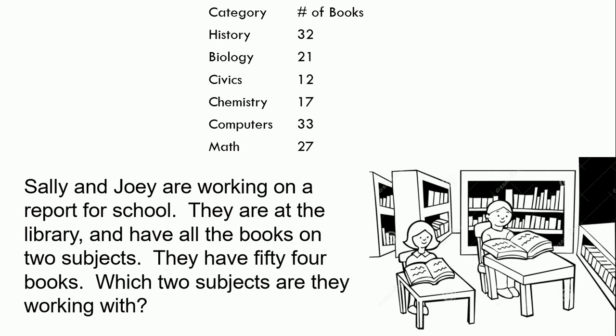So the user is telling us that Sally and Joey are working on a report and they're at the library. They have all the books on two subjects. They have 54 books altogether. So which two subjects are they working with? Well, that's a lot of words for somebody to say which two numbers add up to 54, right? In that list, which two numbers add up to 54? That's it. That's the question. That's a really easy way to ask that question, but that's not really going to work that way in the real world. So when we're working on these projects, when we're trying to understand the problem, first we have to try to understand the question.